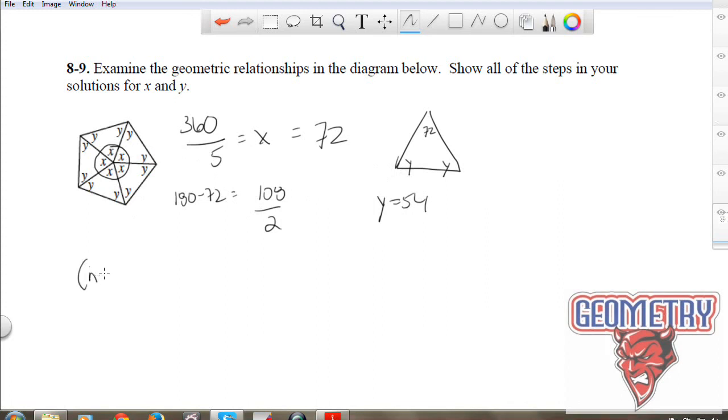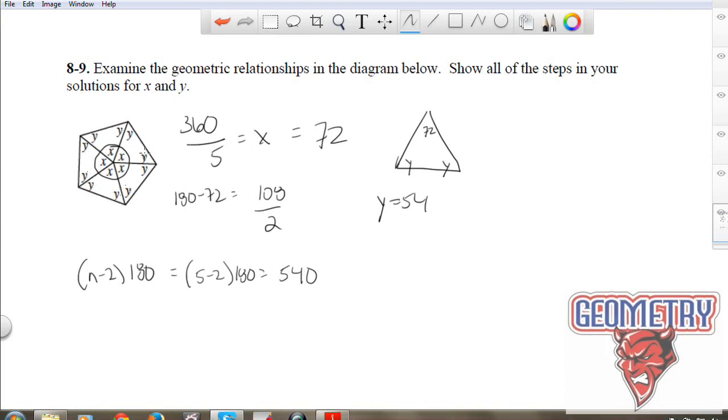We recently developed this formula, n minus 2 times 180, which gives us the sum of all the angles here in the interior, so all those y's put together. So this has 1, 2, 3, 4, 5 sides, so that's 5 minus 2 times 180, which is really 3 times 180, which is 540. So that means that all these y's added together add up to 540 degrees.